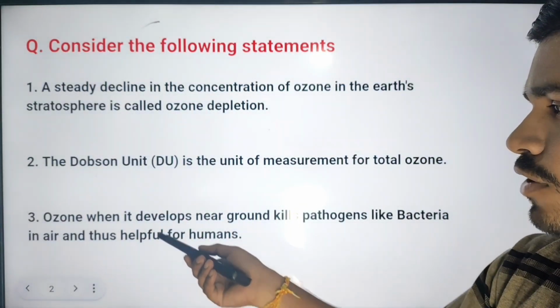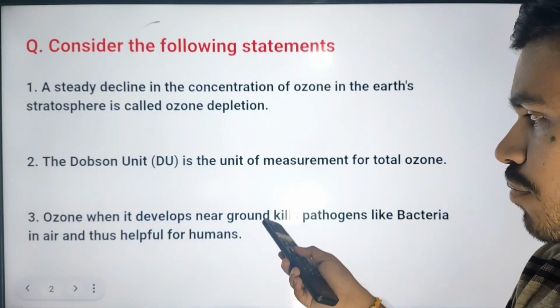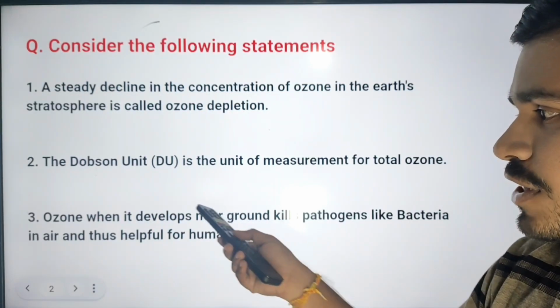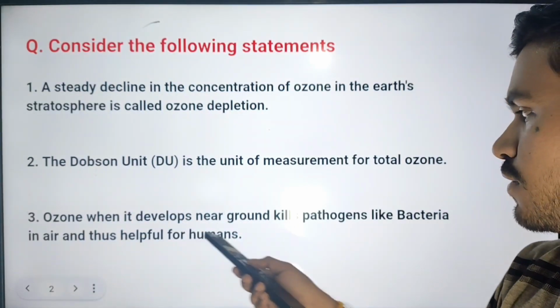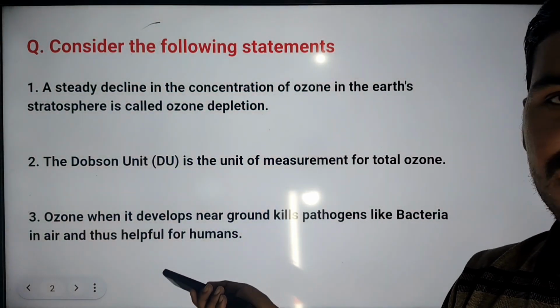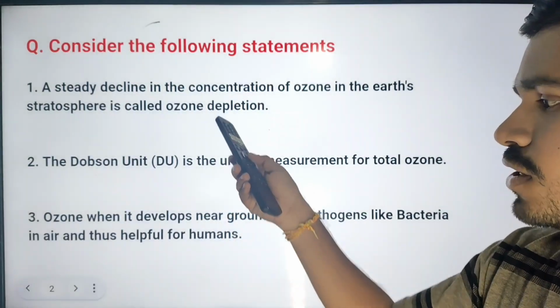The third statement is wrong. If ozone is present near the ground, then it causes respiratory problems to humans. So it is one of the air pollutants. That's why it doesn't help in killing pathogens like bacteria in the air. So that's why this statement is wrong. 1 and 2 are correct.